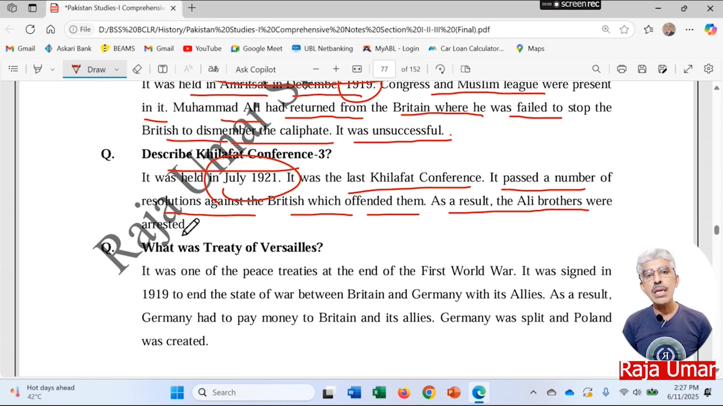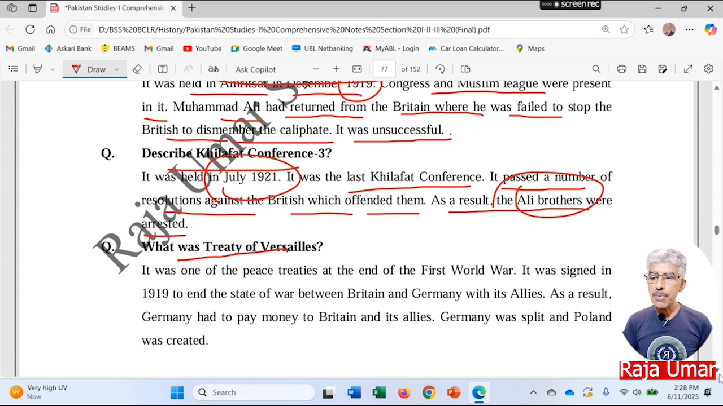As you know, the British were declared as the offenders and the aggressors over there in the Ottoman Empire in Turkey, and that's why this annoyed the British over here in the subcontinent, and they arrested the Ali brothers, Maulana Muhammad Ali Johar and Maulana Shaukat Ali. So this was the end of the Khilafat movement in one sense, as the top leadership of the Khilafat movement got arrested.